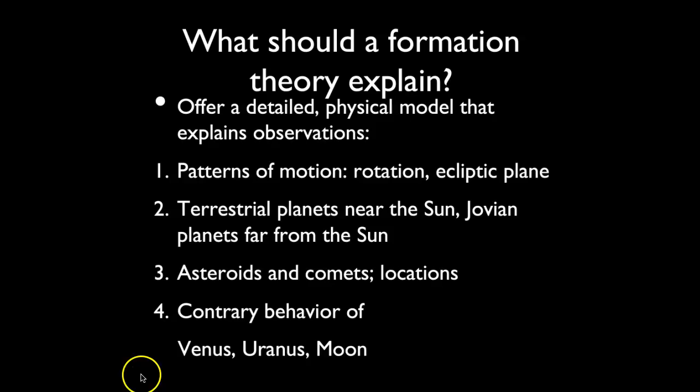So if our theory could just explain the first 3, we'd be doing okay. But if our theory could explain the first 3 and the 4th, if our theory could explain all the major trends and the exceptions, then we'd have a better theory. Because it would be able to explain everything in the solar system and not just most stuff in the solar system. So let's see if we can't do that.